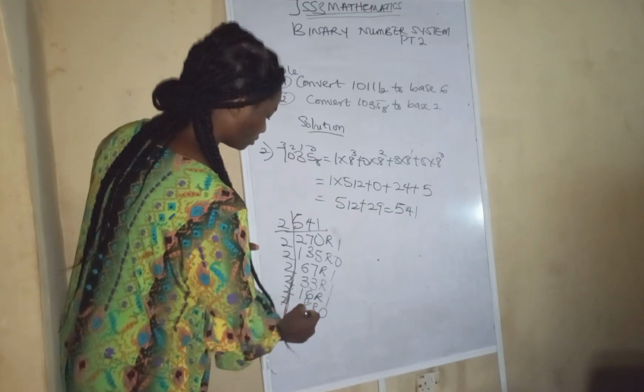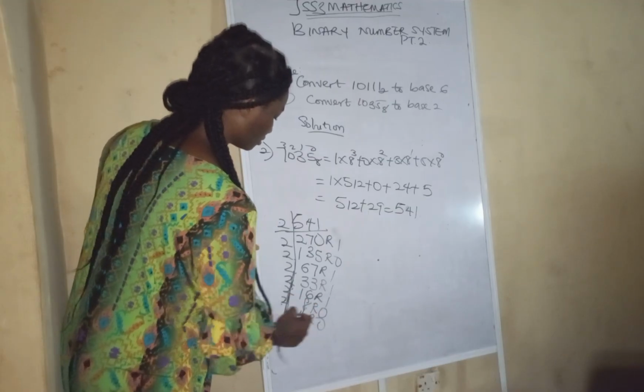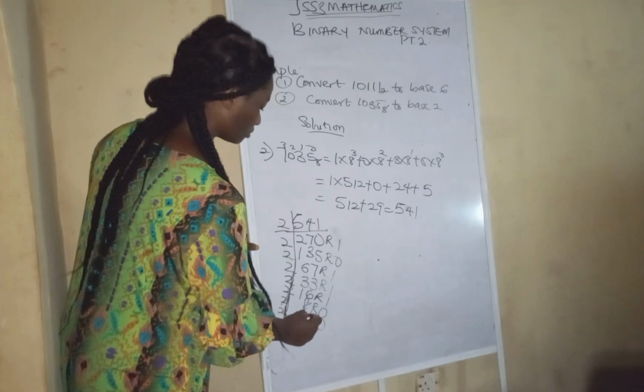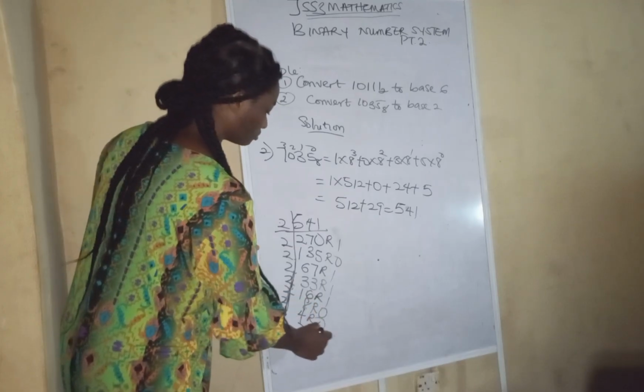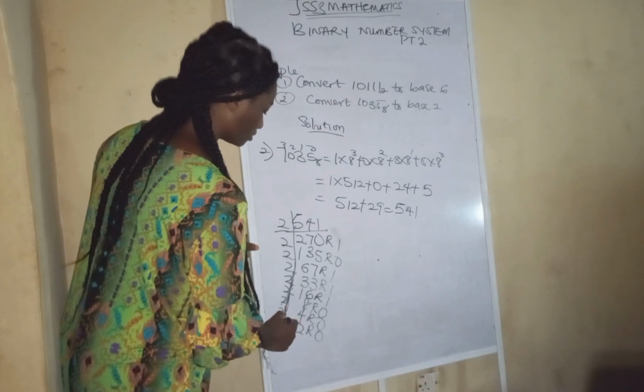Okay. So 8 divided by 2 is 4, remainder 0. 4 divided by 2 is 2. So it goes, there's no remainder. That's why we are putting remainder 0. But if it does not go, put the remainder there.